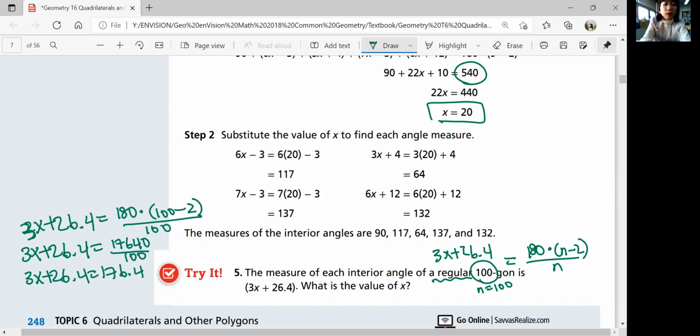So 176.4 minus 26.4, 176.4 minus 26.4 is 150, which is equal to 3x. 150 divided by 3 is 50. x is 50.